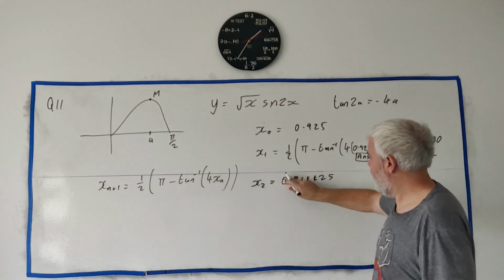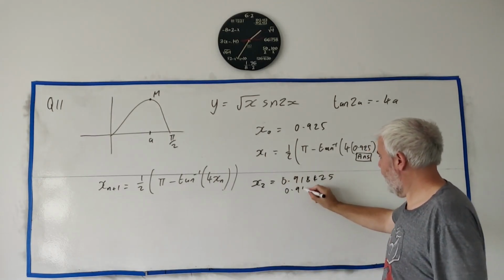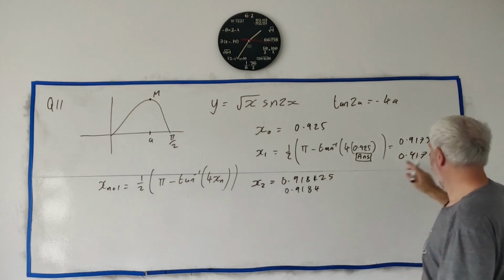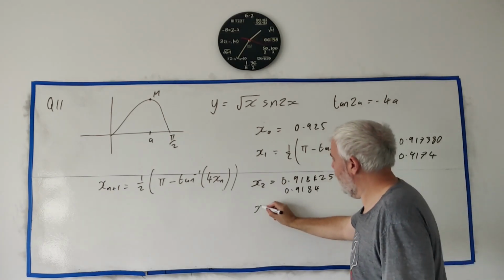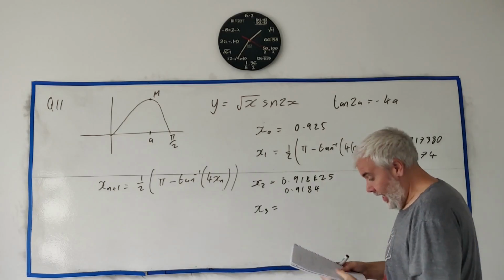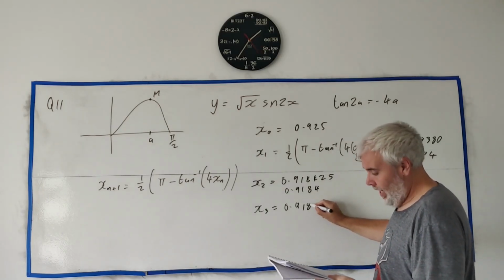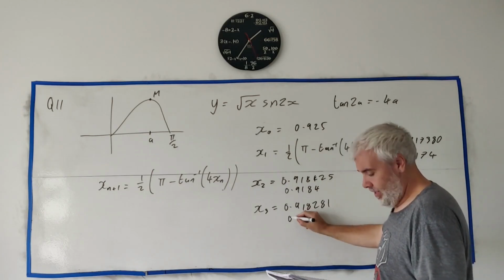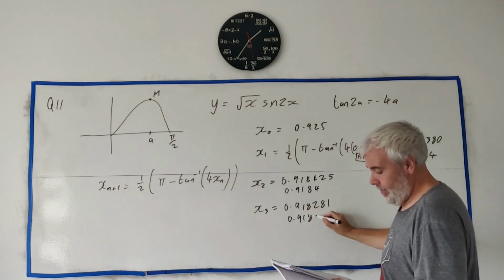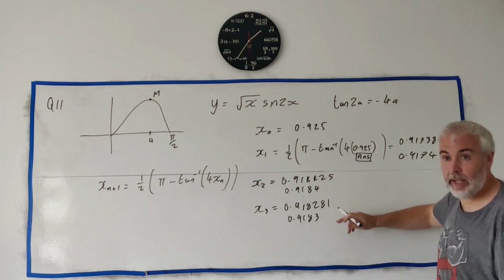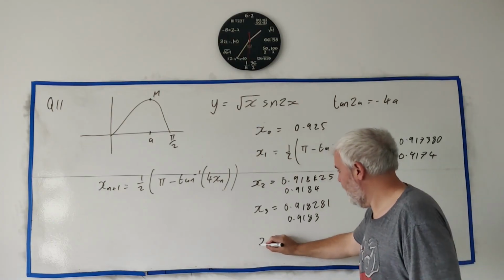0.918425, which is the same as 0.9184. Not the same, so we stay going. Third guess, again, just press equals on my calculator, it does it. And 0.918281, which is the same as 0.9183. Not the same yet, we have to stay going.